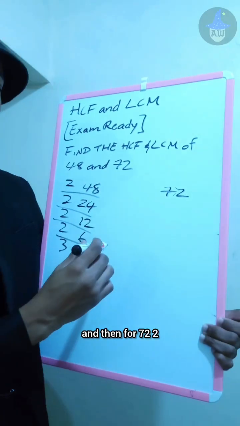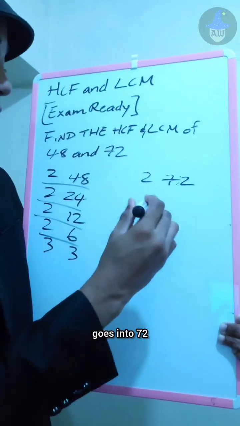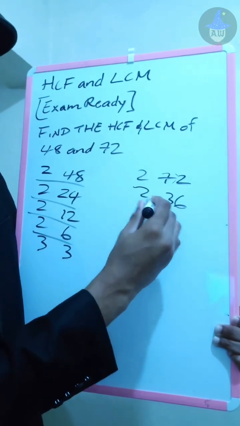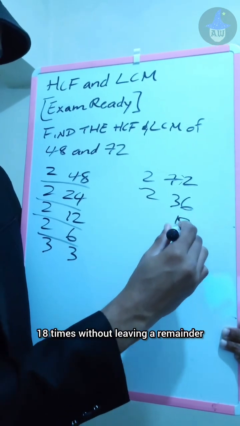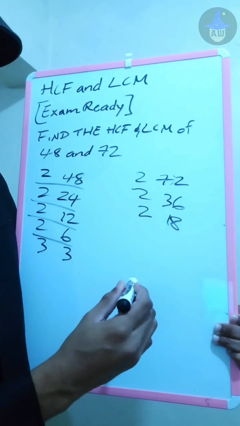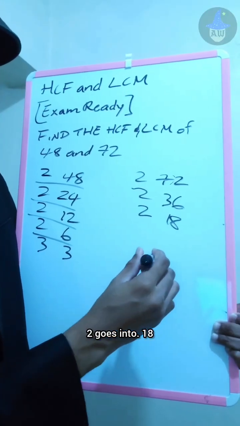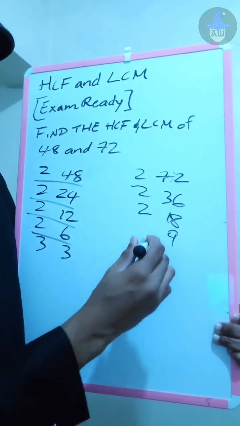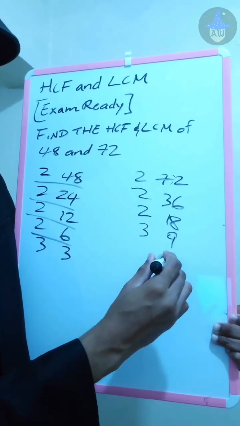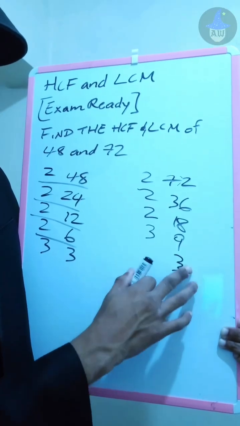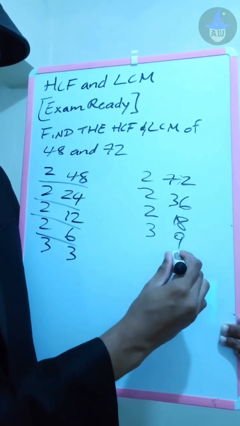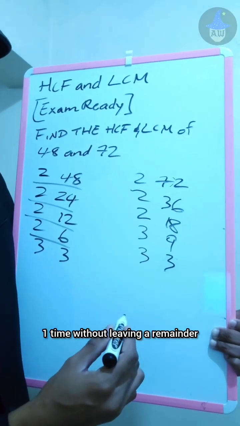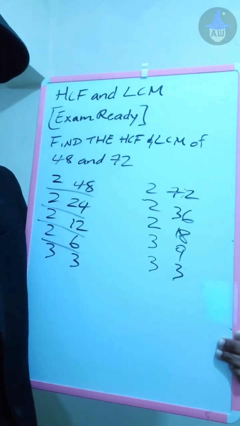And then for 72, 2 goes into 72 36 times without leaving a remainder. 2 again goes into 36 18 times without leaving a remainder. 2 goes into 18 9 times without leaving a remainder. Now 3 goes into 9 3 times without leaving a remainder. And then 3 goes into 3 again 1 time without leaving a remainder.